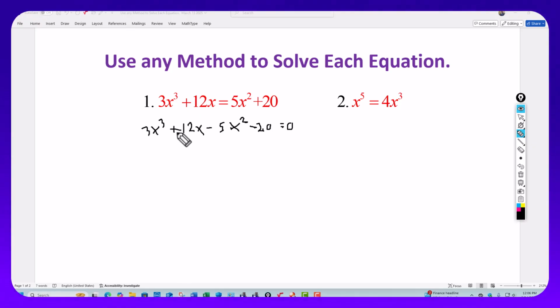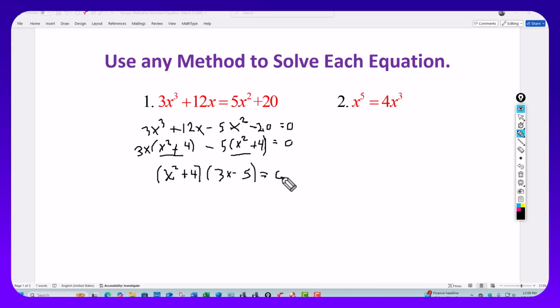The first two terms, I can take a 3x out. It'll leave me with x squared plus 4. Second two terms, I'm going to take out a negative 5. That'll leave me with x squared plus 4. And notice I have a common factor of x squared plus 4 for these two groups. If I take out the common factor of x squared plus 4, that'll leave me with 3x minus 5.